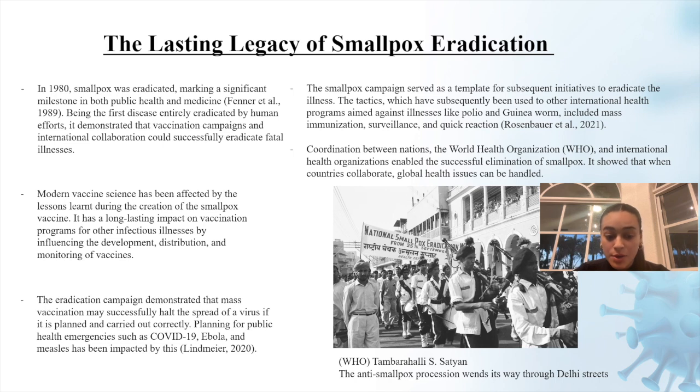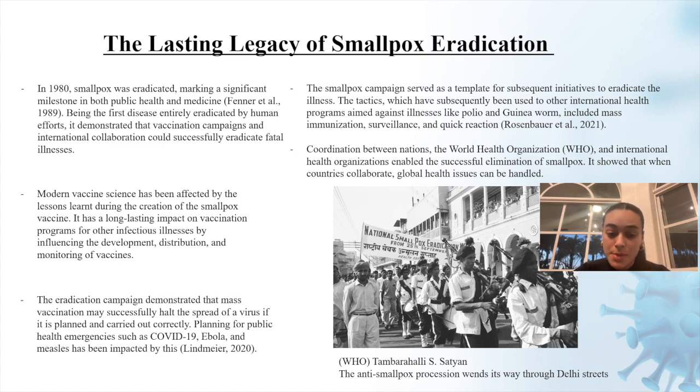Planning for public health emergencies such as COVID-19, Ebola, and measles has been impacted also by this. And coordination between nations, the World Health Organization, and international health organizations enabled the successful elimination of smallpox. And it also showed that when countries collaborate, global health issues can be handled, even if it's as fatal as smallpox. Modern vaccine science has been affected by the lessons learned during the creation of the smallpox vaccine.